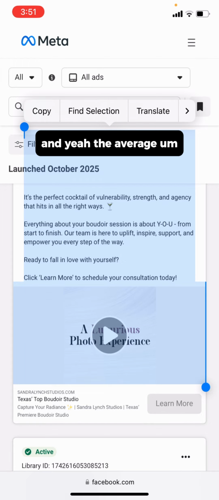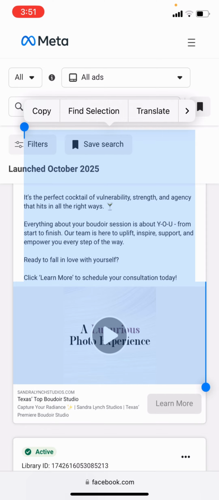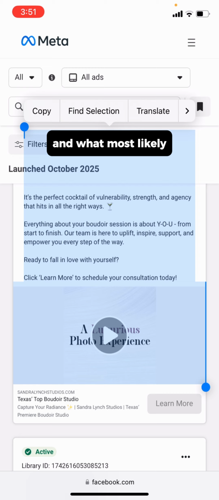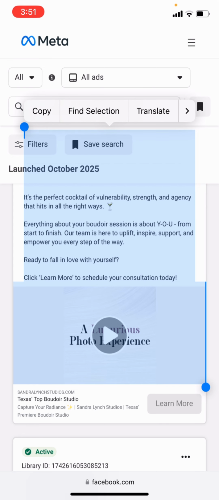And yeah, the average in the boudoir industry is 7.5 out of 10 mistakes. So yeah, we're right around the average. But at least we know exactly what to fix and what most likely will be the result of us fixing these things.